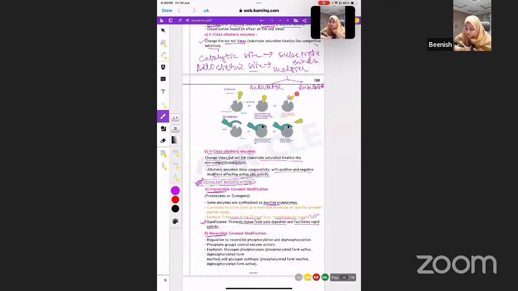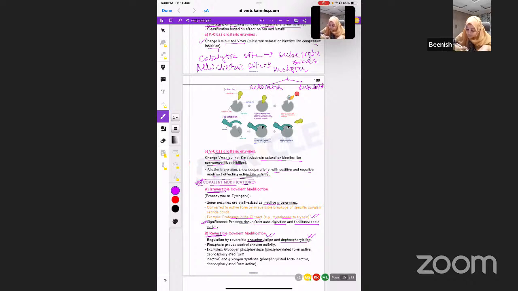Now what is reversible covalent modification? This is brought about by addition or removal of a group. The most important reversible covalent modification is phosphorylation and dephosphorylation. Here, either you are adding a phosphate group, that is phosphorylation, or removing a phosphate group, that is dephosphorylation.